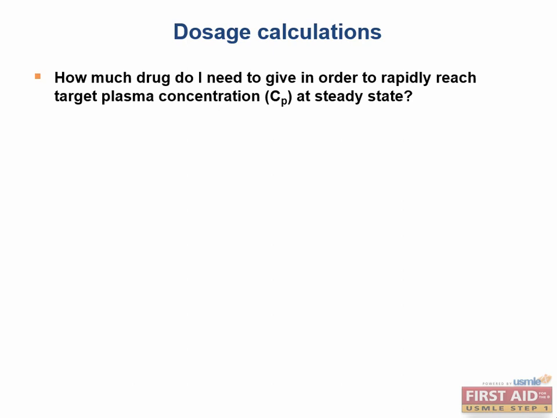Now let's ask a question to ourselves. How much of a drug do I need to give in order to rapidly reach this target plasma concentration, denoted by the CP, at a steady state? Well, to answer this question, we need to use a loading dose, which is defined as the loading dose equals this target plasma concentration that we're hoping to achieve, times our volume of distribution of a drug, all of that divided by capital F.